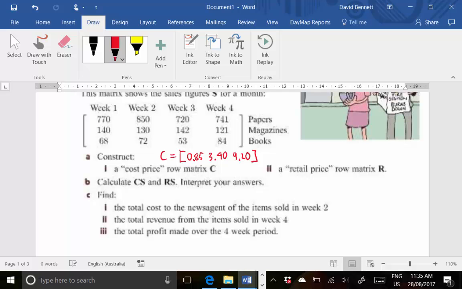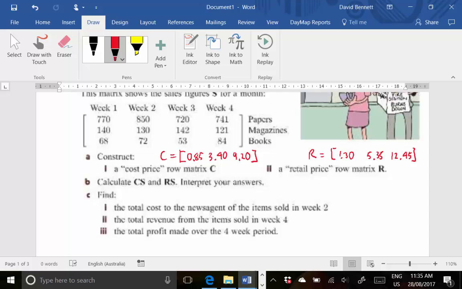I'm going to call our retail one over here. Our retail cost was what we're going to sell it for. So we're going to be selling a paper for $1.30, a magazine for $5.35, and a book for $12.45. All right, so that's my question part A done, putting those into row matrices.